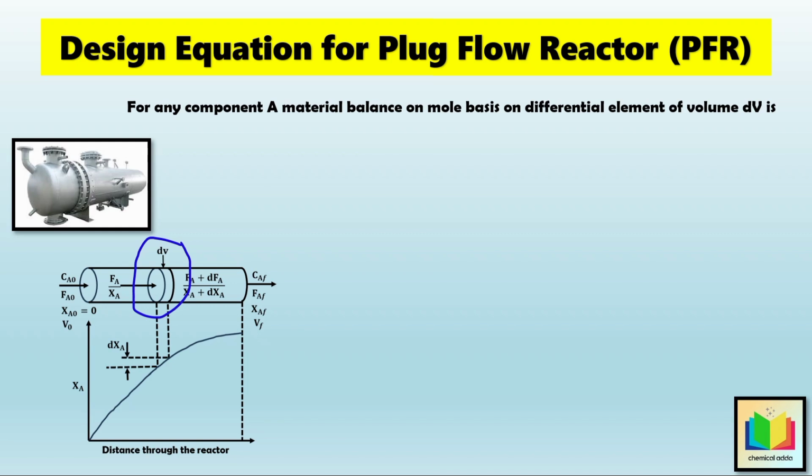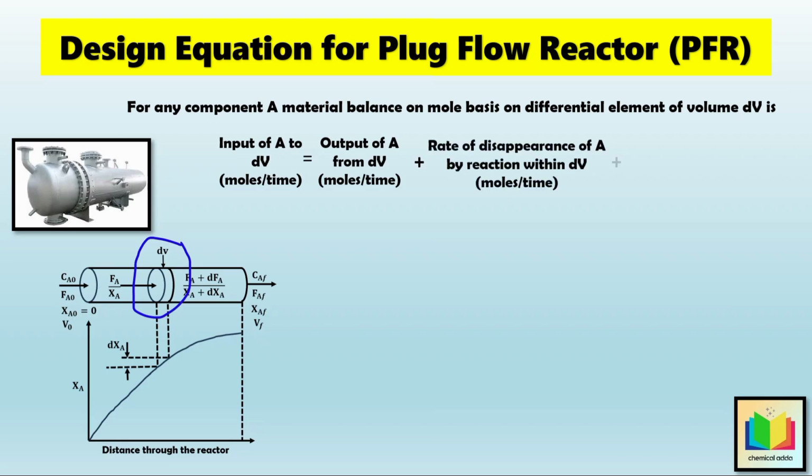So, the material balance equation can be written as: input of A to dV in moles per unit time is equal to output of A from dV in moles per time, plus rate of disappearance of A by reaction within dV in moles per unit time, plus rate of accumulation of A within dV in moles per unit time.